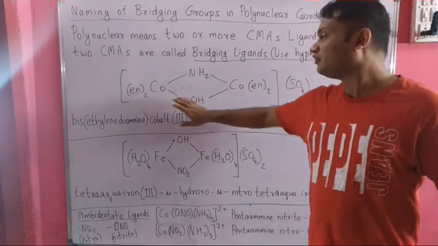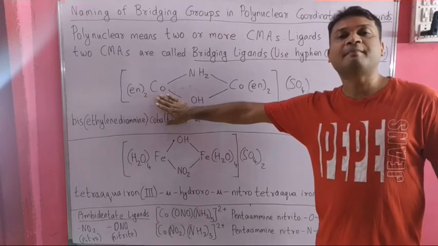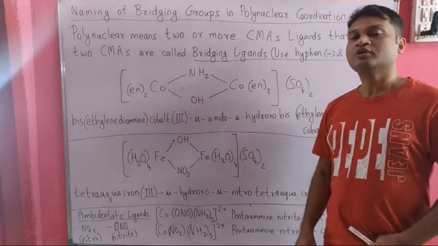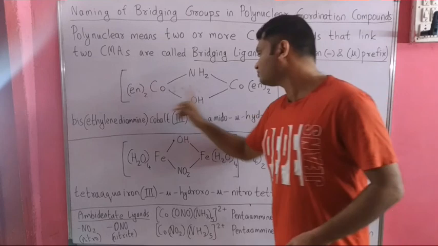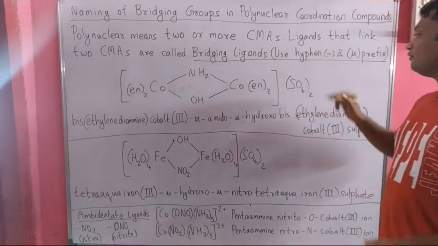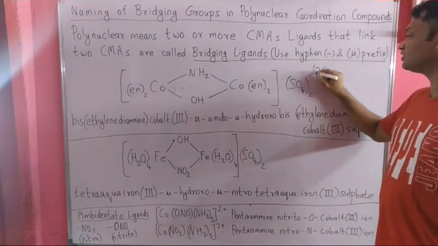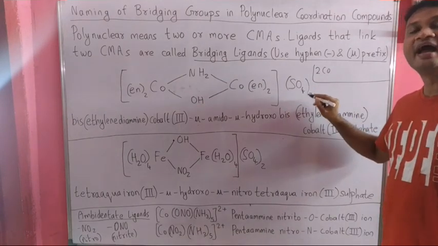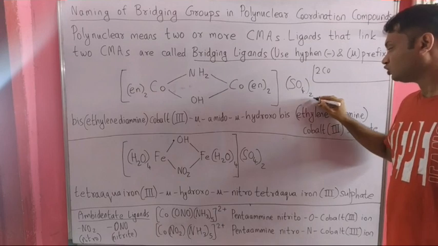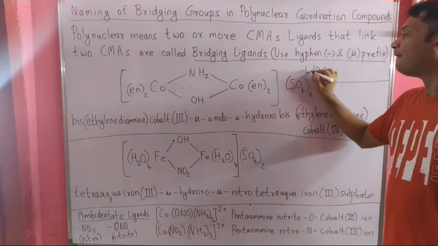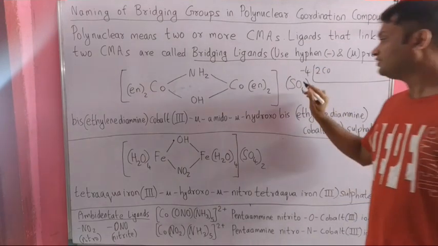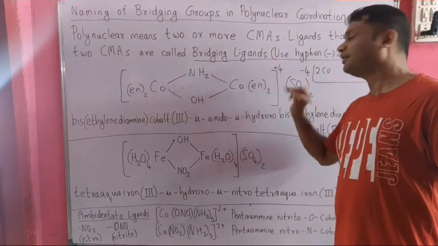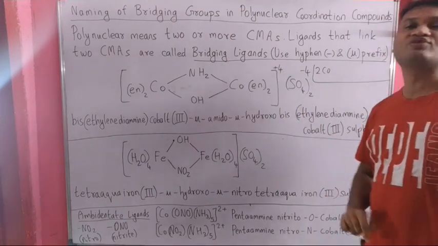For that, first we will calculate the oxidation number of the central metal atom. So how many central metal atoms we have? 2. So we have 2 cobalts in this structure. Then sulfate, each sulfate ion has -2 charge. So 2 sulfate ions will have -4 charge. Hence the charge on the coordination sphere will be +4.